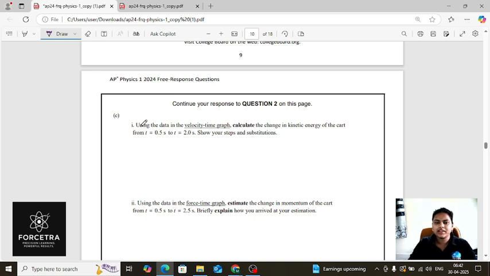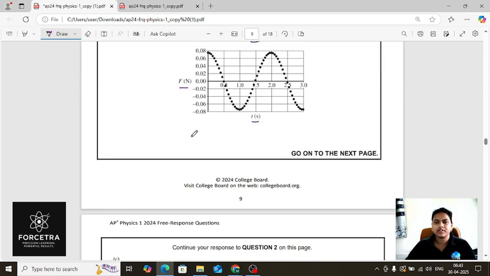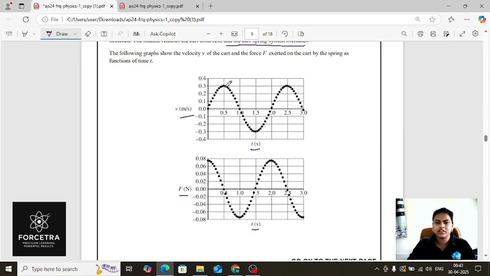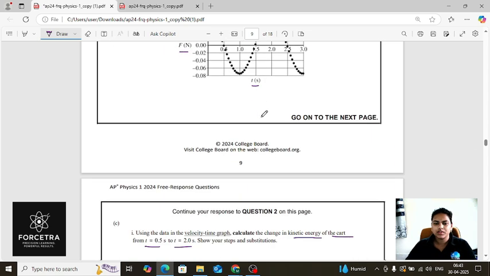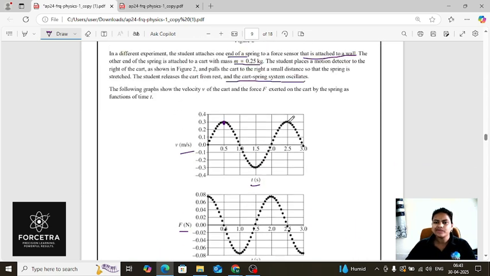In part C, first part, using the data of the velocity-time graph, calculate the change in the kinetic energy of the cart from time 0.25 second to 2 seconds. Let's see. So from 0.25 till 2 seconds, can you tell me the velocities at this point? We have to find the change in the kinetic energy.